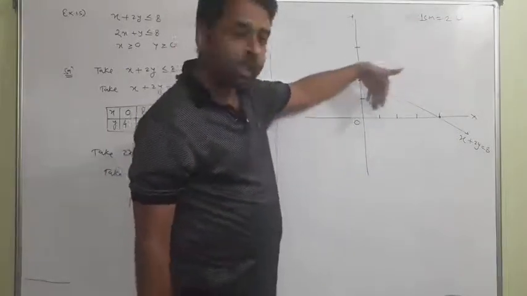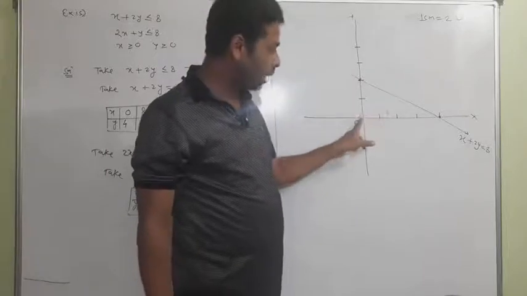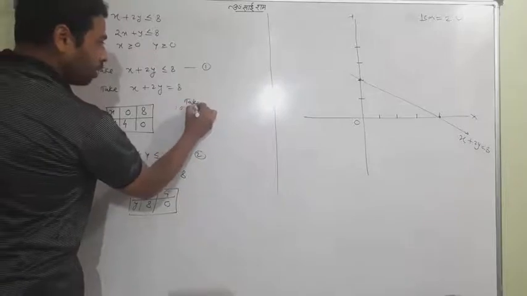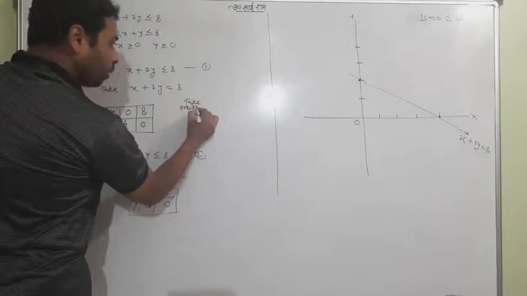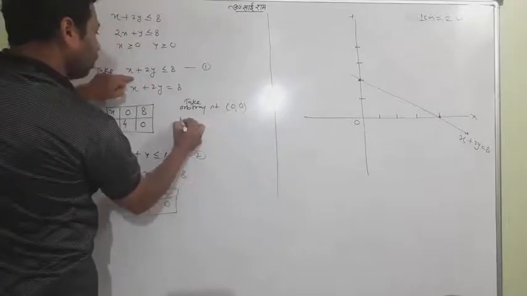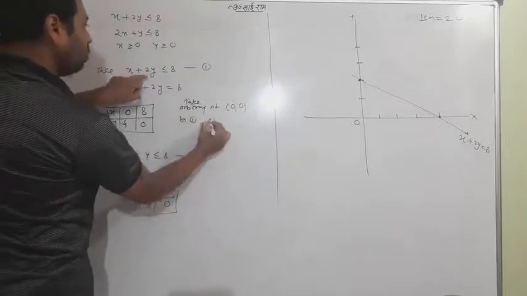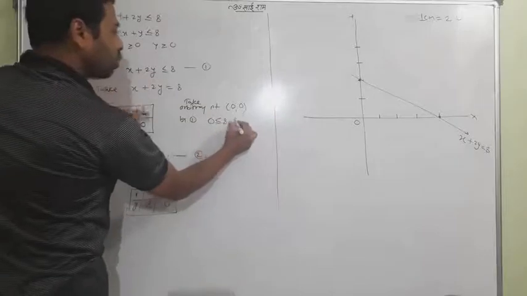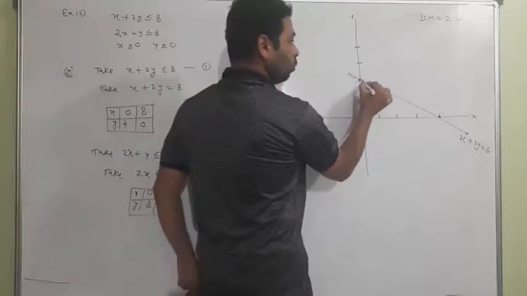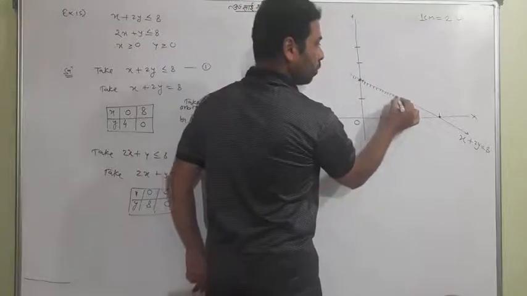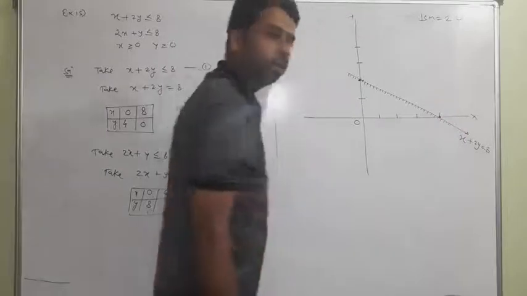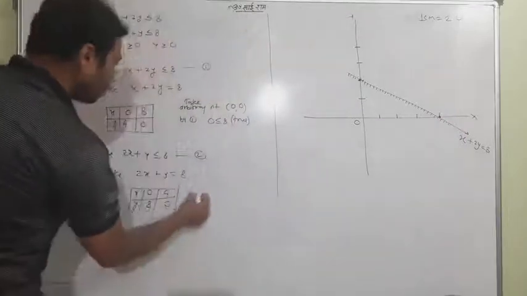So the shading is either upside or downside, decided by choosing an arbitrary point. Okay, I'm taking an arbitrary point here. Take the arbitrary point 0, 0. I'll choose it. 0 plus 0 less than 8, which is true. And true says we will choose this portion, which is towards the origin, because the origin satisfies the given inequality. Okay, now take the arbitrary point here.